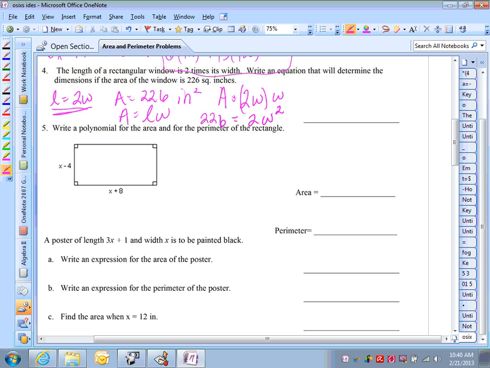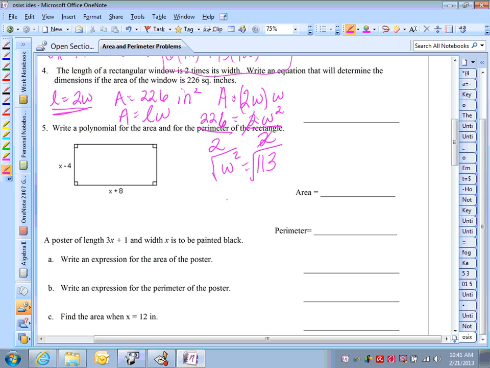We want to solve for the width, so we're going to divide both sides by 2. So W squared equals 113, because these 2's canceled out, and 226 divided by 2 is 113. Now, since we have a square right here, the opposite of squaring something is taking the square root.